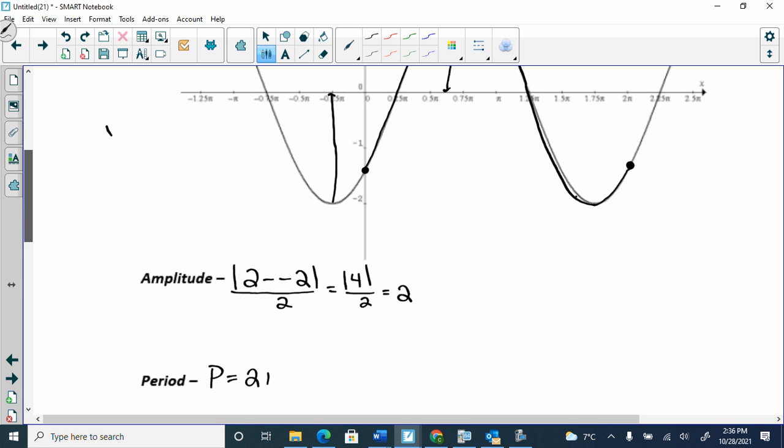My period's 2 pi. What's my b? 1. It hasn't stretched. There's no stretch, right? But we can figure it out by filling it into the formula if we want. 2 pi divided by p. So it'd be 2 pi divided by 2 pi, which is 1. Remember, by your horizontal stretch factor, you can do these too. It should make sense, not just memorize. So my b's are all 1.